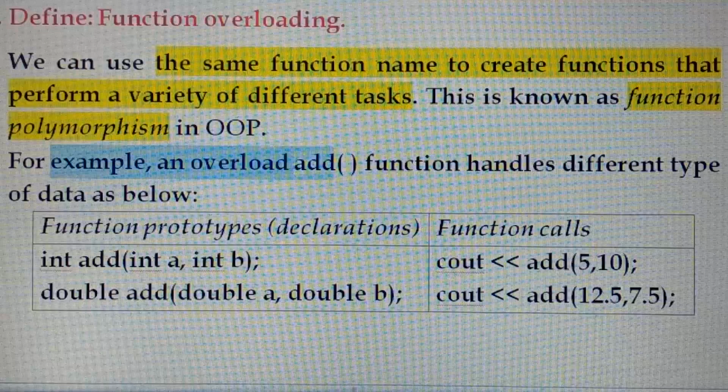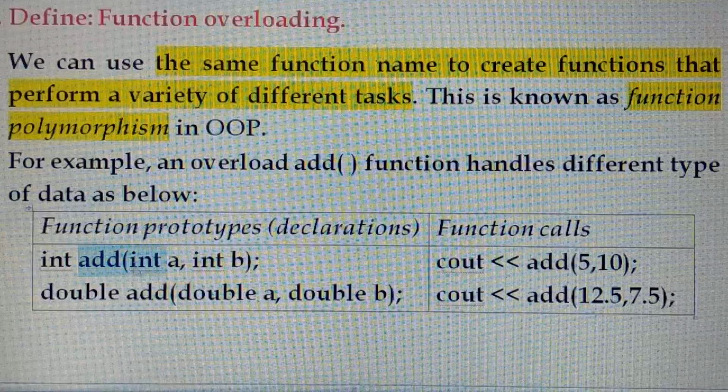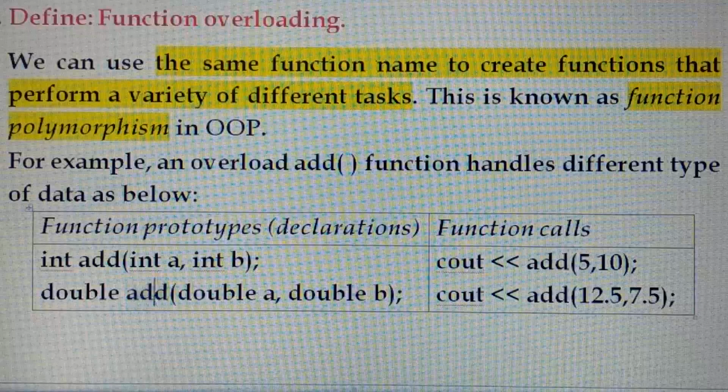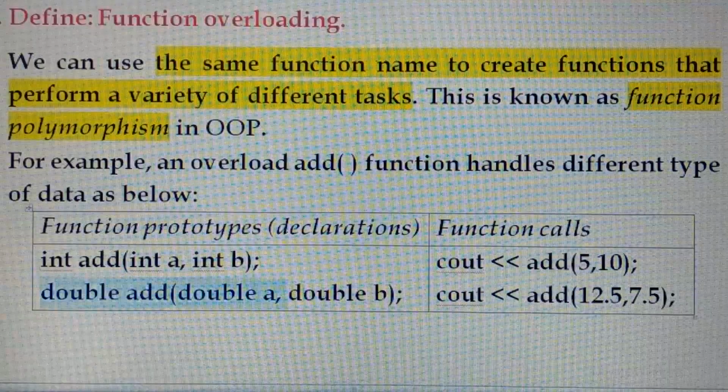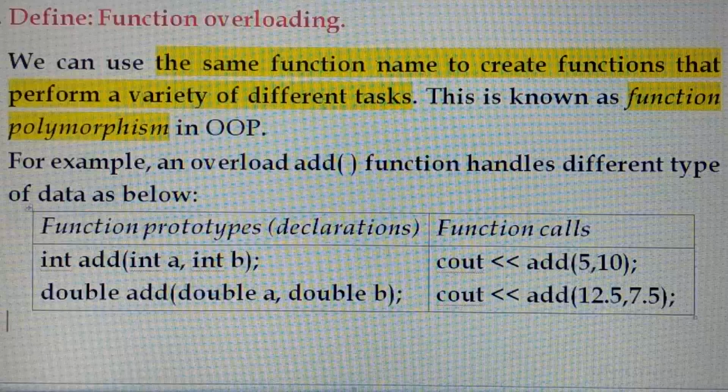For example, an overloaded add function handles different types of data as follows. Here in this example, the return type is integer. The name is add. Two arguments are here, integer A and integer B. Then the same add function: the name of the function is the same, but the return type is double and the arguments are also double type. This function is used to add 2 integer values. This function is to add 2 double values. This function returns an integer value. This function returns a double value. This is the example for these function calls. So this is known as function polymorphism in OOP.